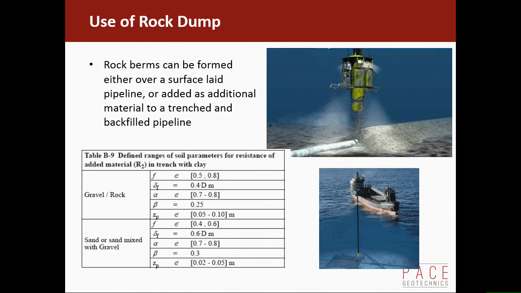Just to explain use of rock dump, that's a fall pipe vessel, so basically a ship, and they will typically carry about 20,000 tonnes of rock. If you think of it in lorry loads, to put it into context, that's about 1,000 lorry loads of rock. So it's a lot of rock, and it just gets dumped on the seabed.